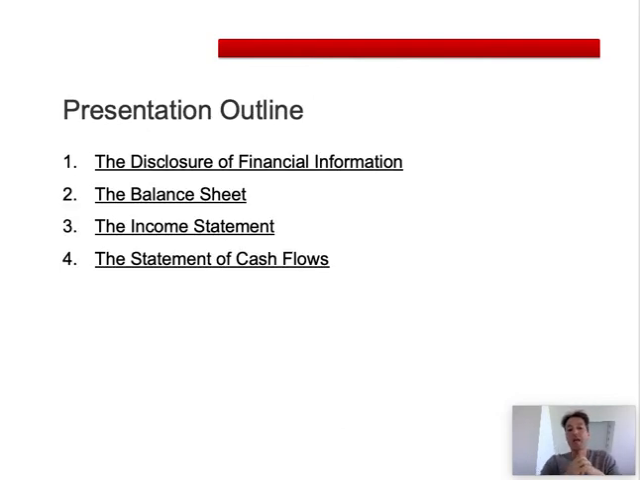Now, in the next four videos, and they're all separate videos, we're going to talk about the disclosure of financial information. In the second video, we're going to talk about the balance sheet, and of course only about the balance sheet. In the video that follows, we're going to talk about the income statement. And in the last video, we're going to talk about the statement of cash flows, explaining that we have three types. Okay, my suggestion is to open video number one, and that is about the disclosure of financial information.